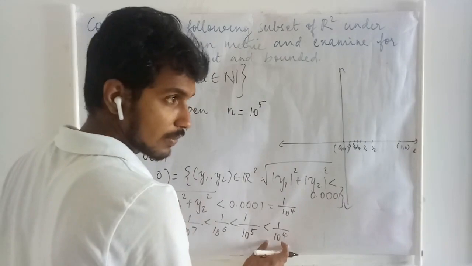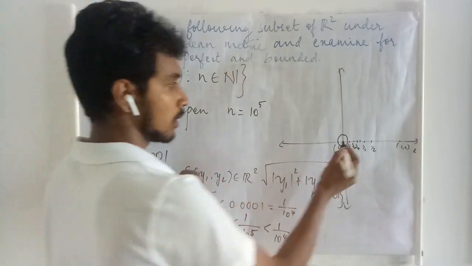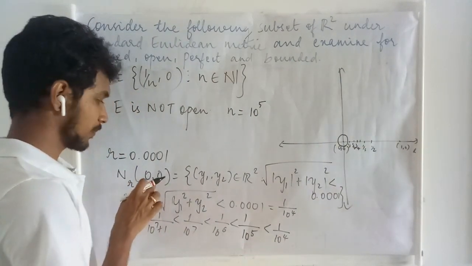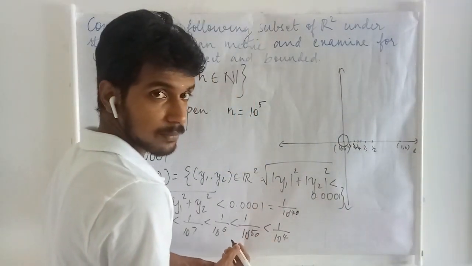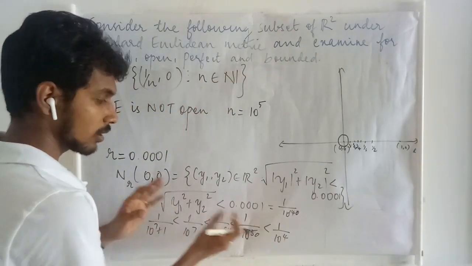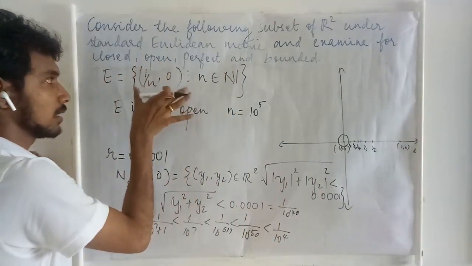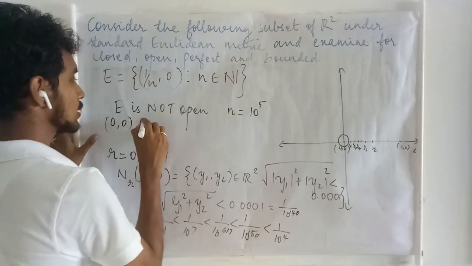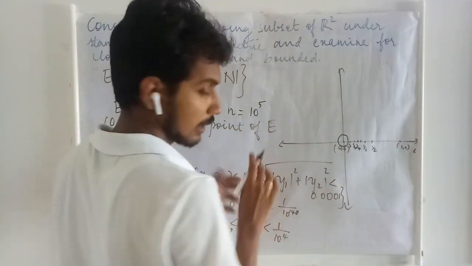Okay, if we take 1 upon 10 power 7 and so on, it can be any value. All these values are smaller than this value, which means this neighborhood, this circle, will have all of these kinds of points. So even if you choose 10 power 14, I can choose 10 power 15. I can choose many big values here, so that the value is becoming very small. I can identify many points of this set inside the neighborhood of 0, 0. Therefore, 0, 0 is a limit point of the given set E.